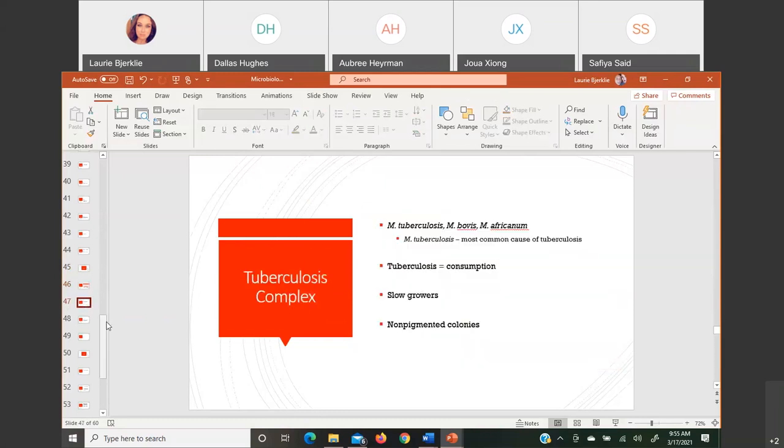And again, we use that Mantoux or QuantiFERON test for healthcare workers to screen to see if they've had it or been exposed, and then you can do a chest x-ray as well.